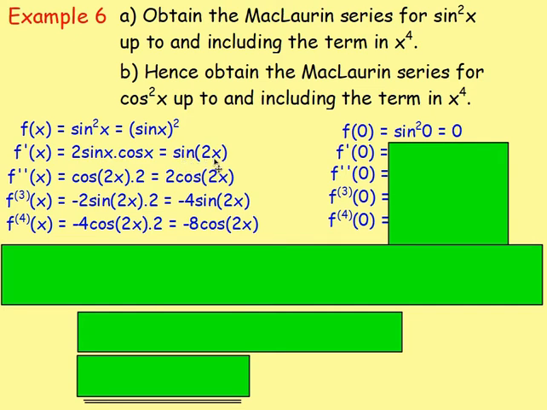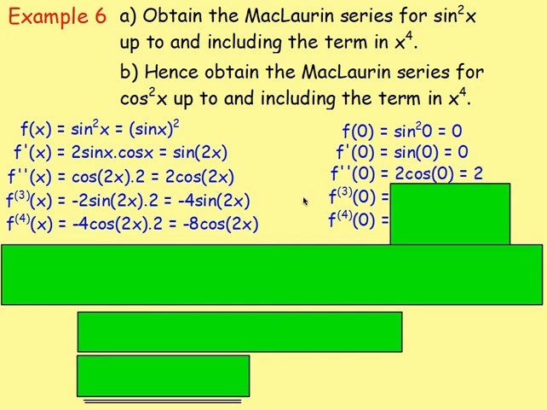Sine of 2 times 0, 2 times 0 is 0. Sine of 0 is still going to be 0. For the second derivative, 2 times cos of 2 times 0, this is going to be 2 cos 0. Cos of 0 is 1, so that's just going to leave you with 2.